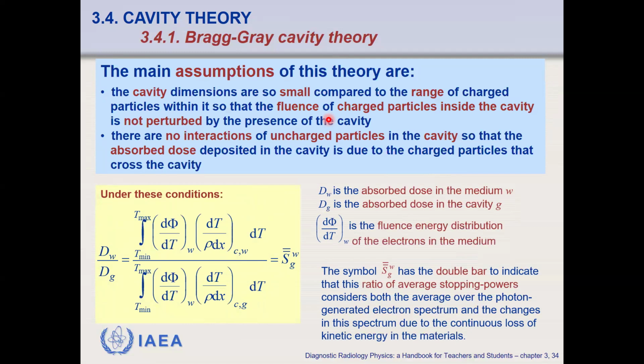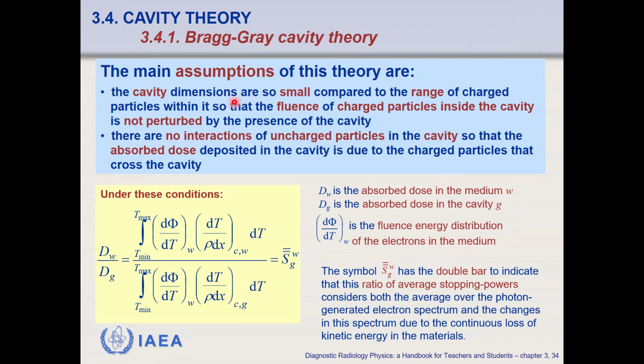Different assumptions. The first assumption states that the dimensions of the cavity are much smaller than the range of the charged particles within it. So this ensures that the presence of the cavity doesn't significantly alter the distribution of charged particles inside it. In other words, the charged particles' trajectories are minimally perturbed by the presence of the cavity, allowing for simpler calculations.